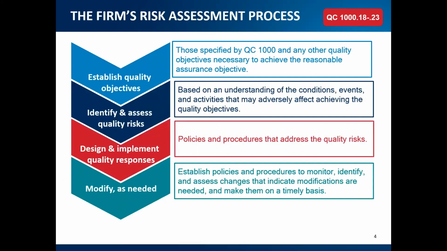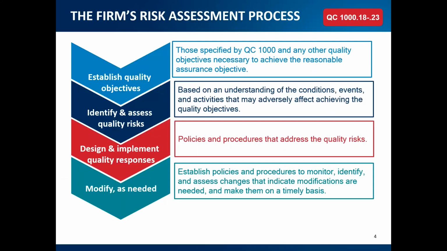The risk assessment process consists of establishing quality objectives, identifying and assessing quality risks to the achievement of the quality objectives, and designing and implementing quality responses to address those quality risks. Firms are required to take proactive measures to address new quality risks that may come up between the firm's annual risk assessments by modifying its quality objectives, quality risks, and quality responses as necessary.